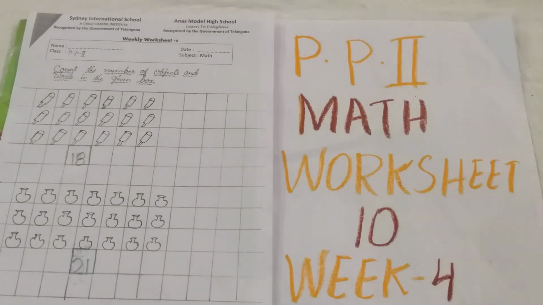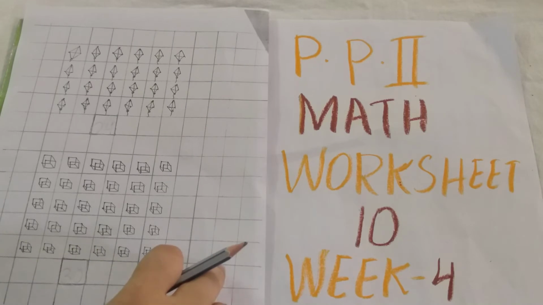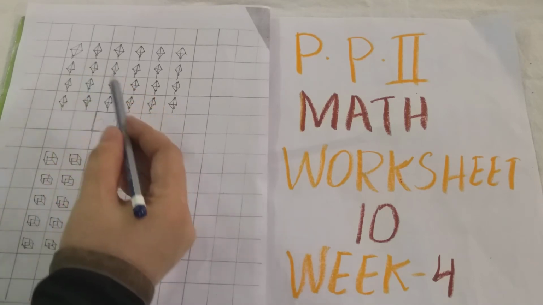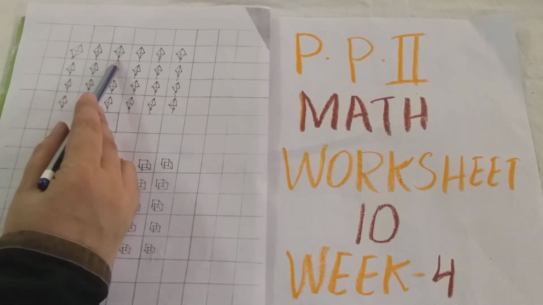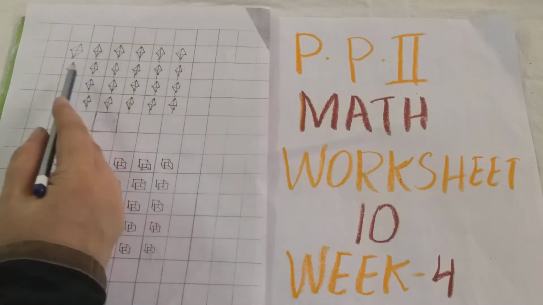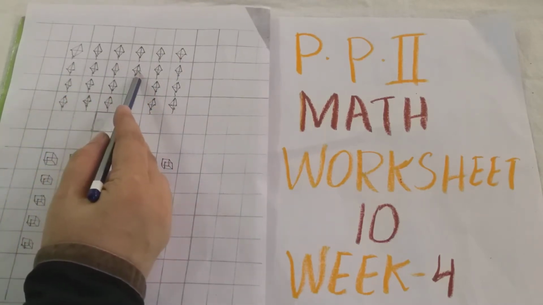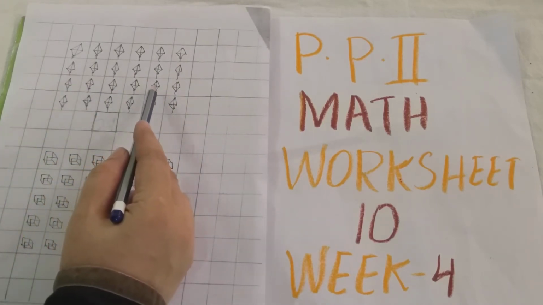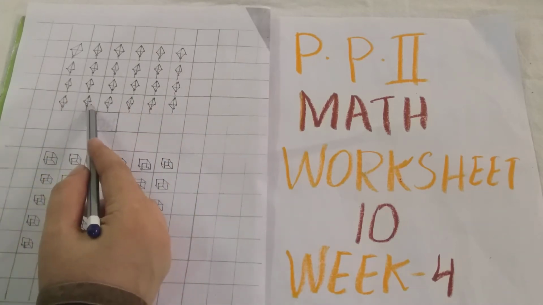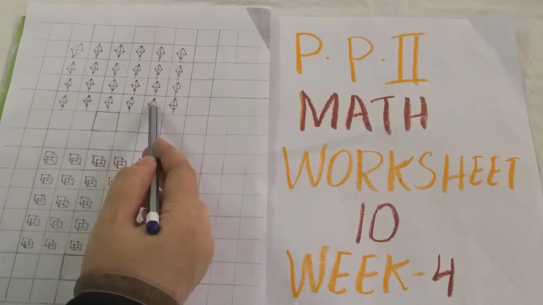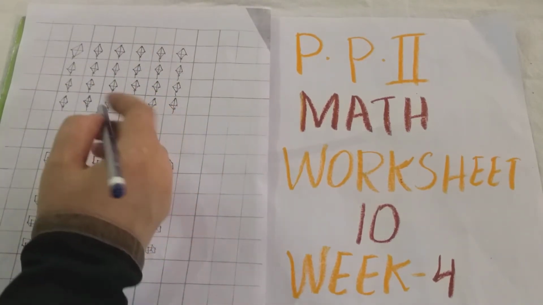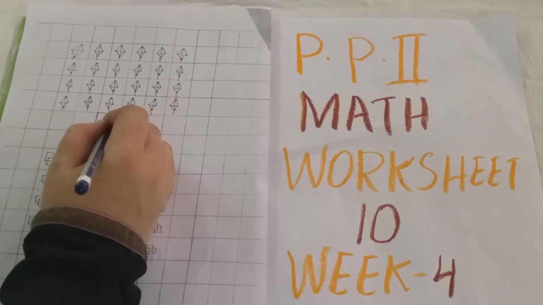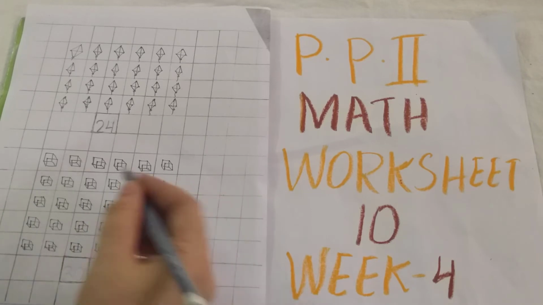Now turn the page. Here also you have to count how many objects you have, and write in the box. Start counting. 1, 2, 3, 4, 5, 6, 7, 8, 9, 10, 11, 12, 13, 14, 15, 16, 17, 18, 19, 20, 21, 22, 23, 24. Now you have to write 24 in the box. Okay? 2, 4, 24. Next object you have to count.